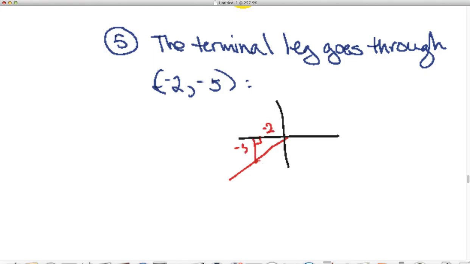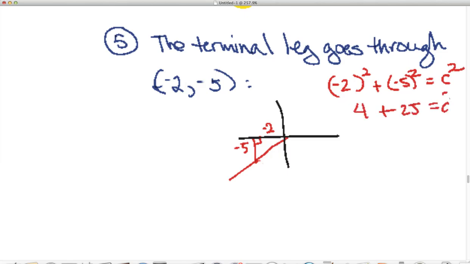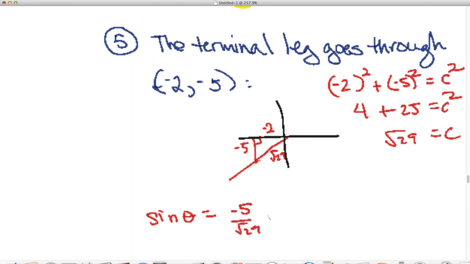That's negative, that's negative. The missing leg, or missing hypotenuse, would be 4 plus 25 equals c squared, so root 29 is c. Again, we can only use the positive one, so just SOHCAHTOA from there. You got to rationalize in this case.